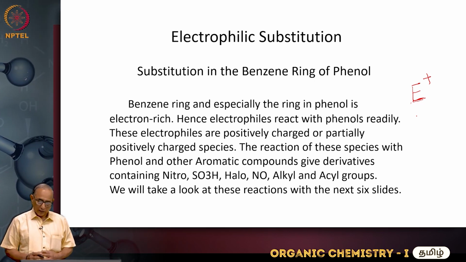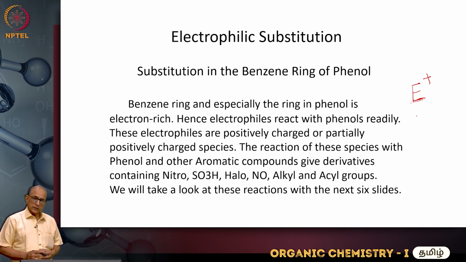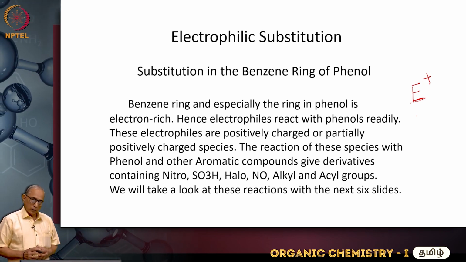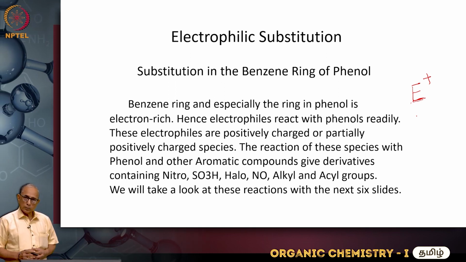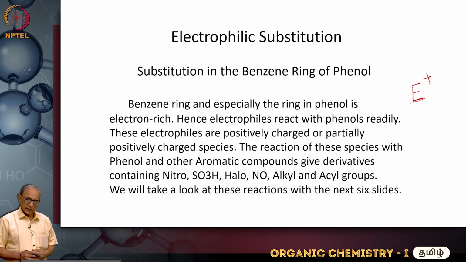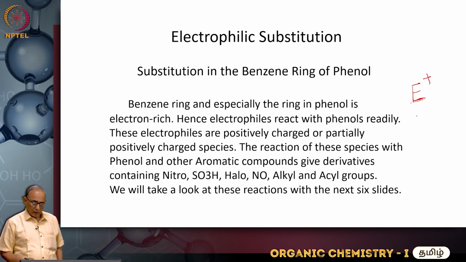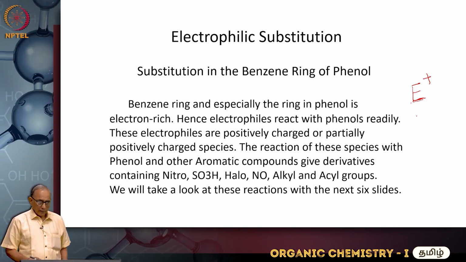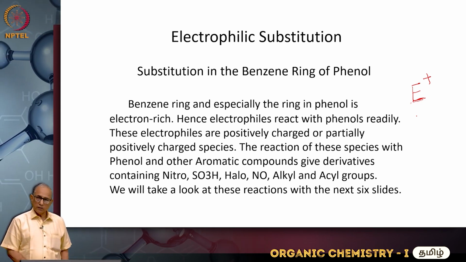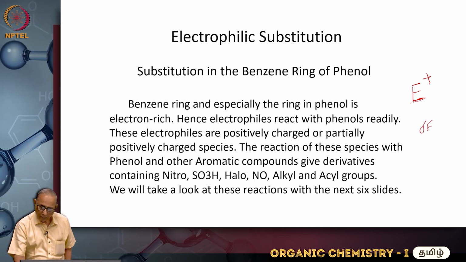You will see a variety of these electrophilic substitution reactions where different E plus are produced. You have NO2 plus, HSO3 plus, so many different electrophiles. They get themselves attached readily to a carbon atom of phenol. The electrophiles are positively charged or partially positively charged species, even partially positive charge, that means delta E plus.